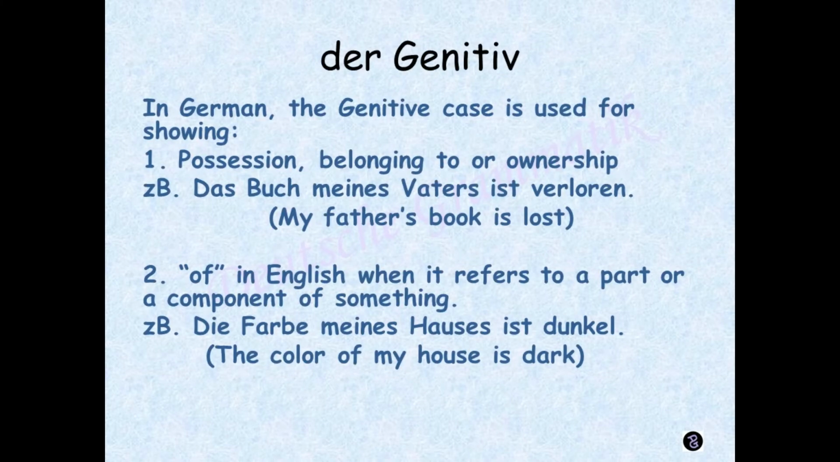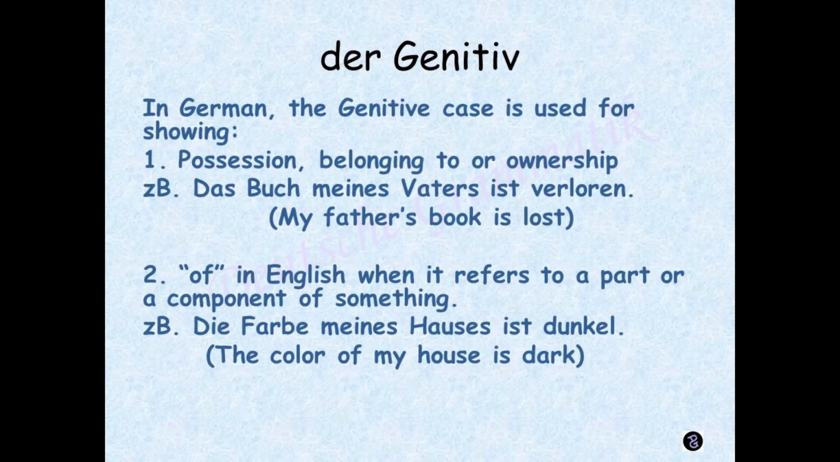In German, the genitive case is used for the following. First is to show possession or belonging or ownership. For example, das Buch meines Vaters ist verloren. In this example, we want to show that the book belongs to my father or it is owned by my father. So we use genitive case.